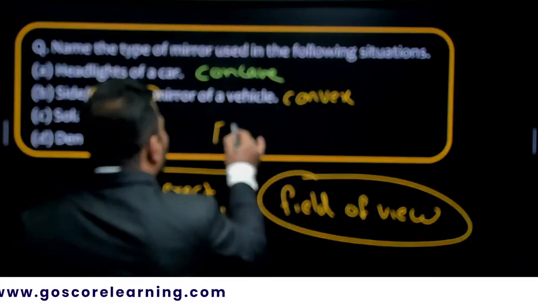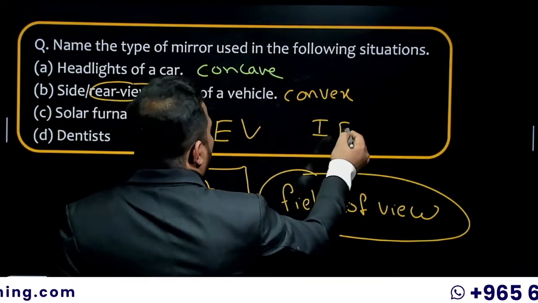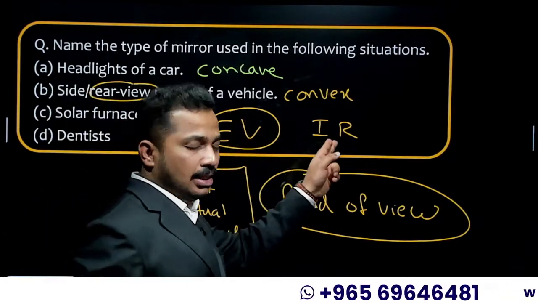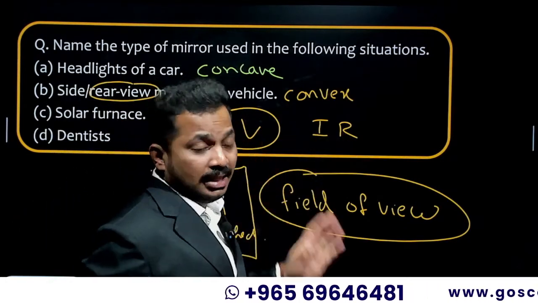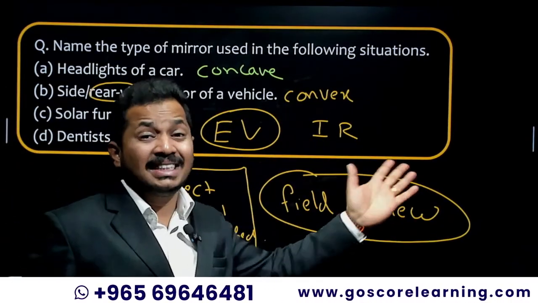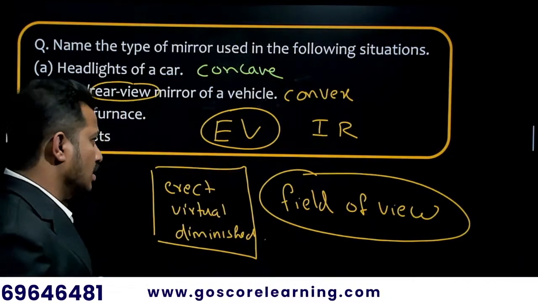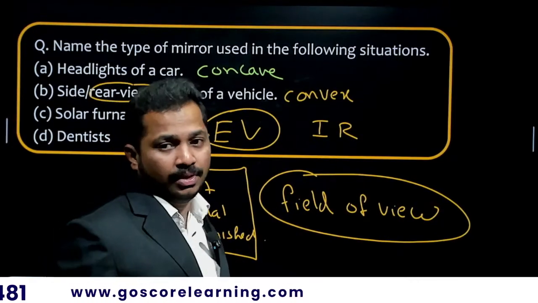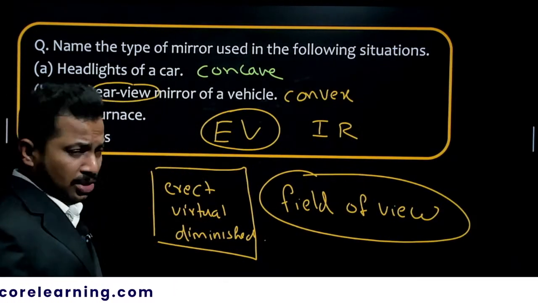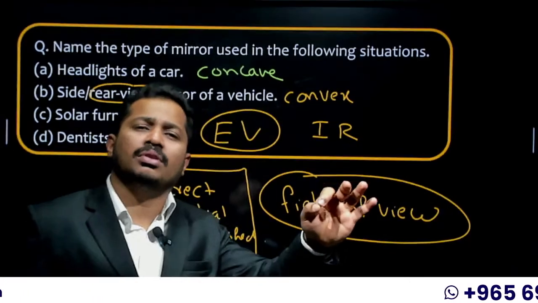Erect image is always virtual. We have the code EV and IR. What does EV stand for? EV stands for erect image is always virtual. IR stands for inverted image, always real. It is applicable for both lenses and mirrors, not exclusively for mirrors. Erect image is always virtual, real image is always inverted. So here the erect image is obviously virtual, and diminished. Convex mirror is the mirror which gives erect, virtual, diminished image irrespective of the position of the object.